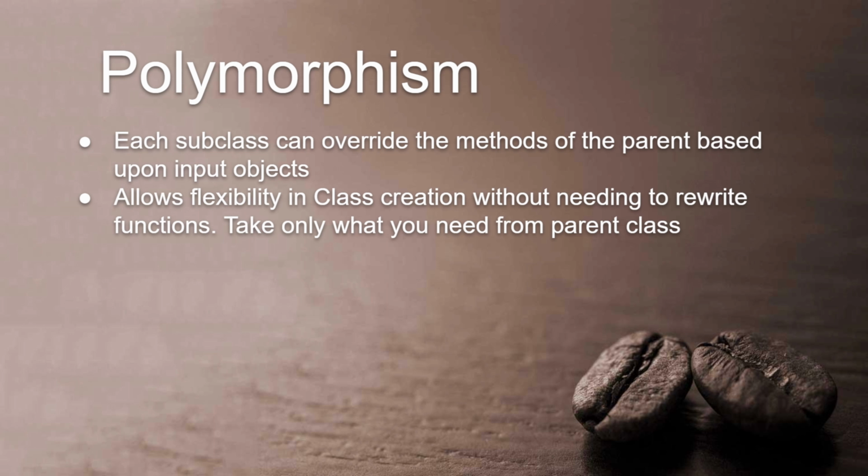Polymorphism says that each class can override the methods of the parent class based upon inputs. And polymorphism allows a lot of flexibility in your class creation where you don't need to rewrite every function. You can just take what you need from the parent class and rewrite the rest.